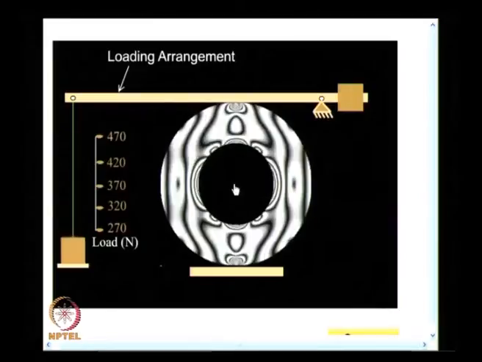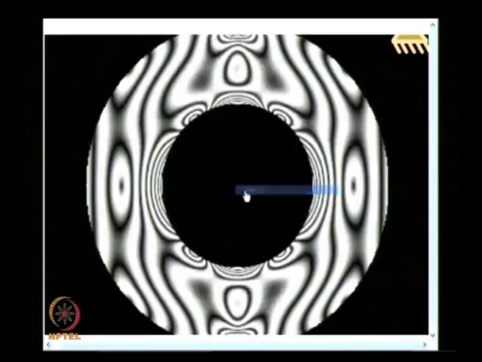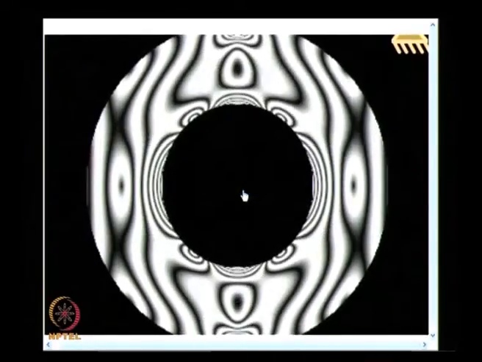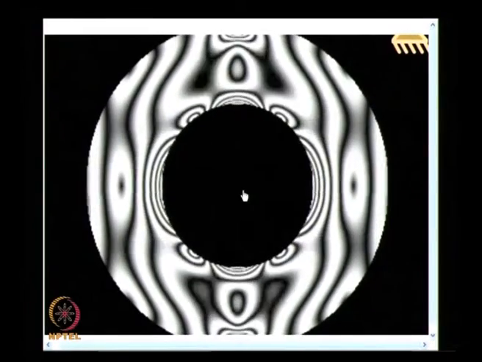And what you find here, the fringe field is very complex. Do not carry the impression from the problem of disk under diametral compression, where except the load application point, the outer boundary fringe order was 0. You should not conclude that at any free boundary you will have fringe order 0, it is not so. It was a very special problem, even the theory of elasticity solution said that on the outer boundary the fringe order is 0.